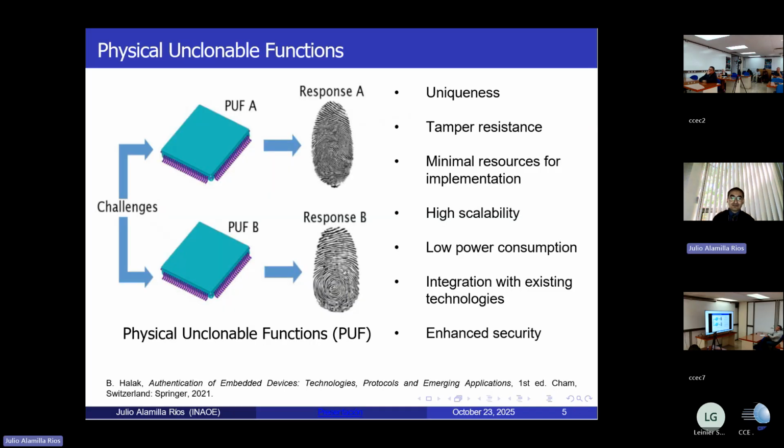One of the most effective solutions to enhance security is the use of physically unclonable functions, or PUFs. These mechanisms rely on the inherent physical variations that occur during the semiconductor manufacturing process. The main advantages include uniqueness, robustness against attacks, minimal resources for implementation, high scalability, low power consumption, compatibility with other existing technologies, and a high level of security.